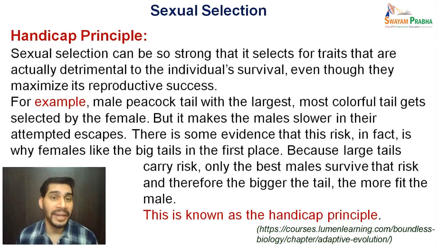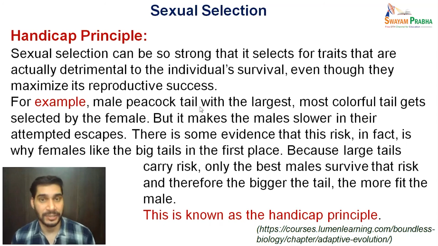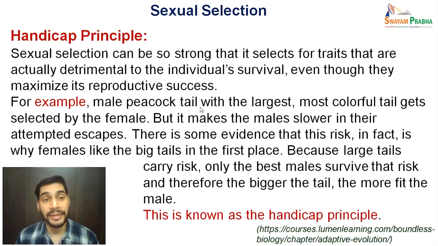Now there is something called the handicap principle in sexual selection. Sexual selection can be so strong that it selects for traits that are actually detrimental to the individual's survival, even though they maximize its reproductive success. So on the one hand, the trait is providing reproductive success to the individual, but on the other hand, it is detrimental to individual survival. For example, let's take the male peacock. As you might have seen, the male peacock has a very beautiful tail and attractive colors, whereas the females are very dull, small sized, with not that elaborate a tail.